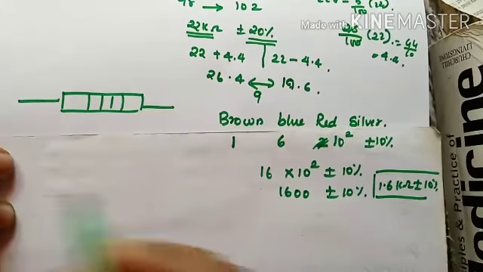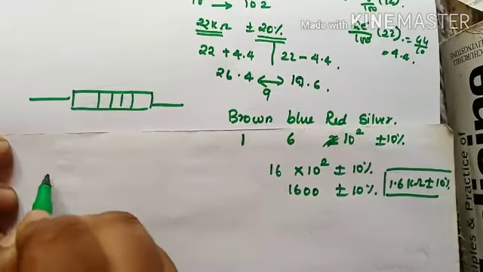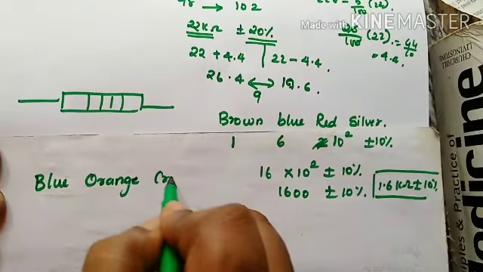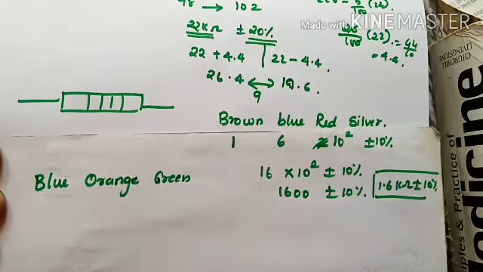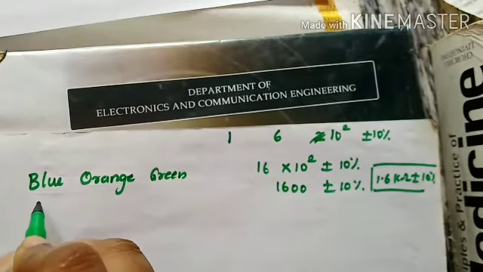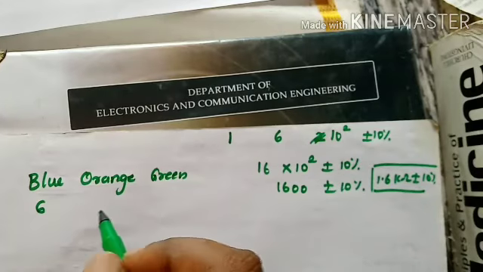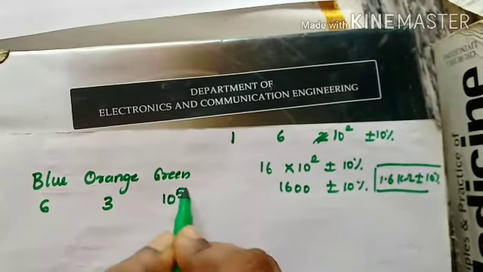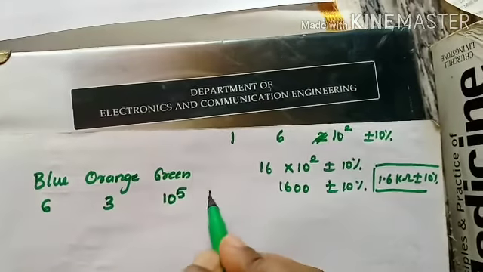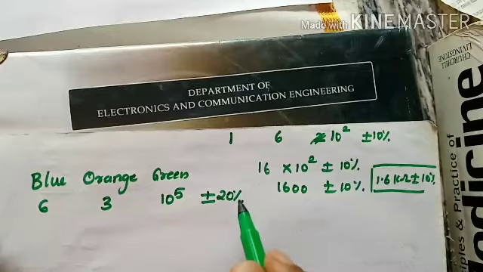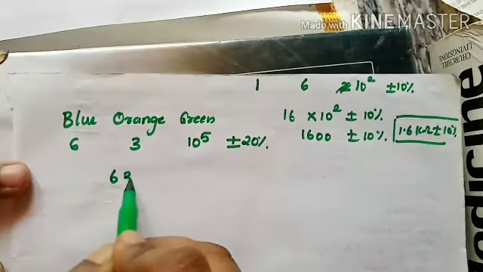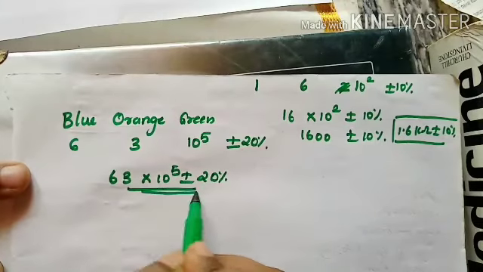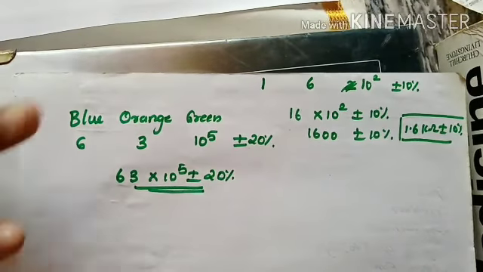I will do another one also. Suppose the color code is like this: blue, orange, then green only. This is the color code which is given. So blue is 6. Then orange is 3. The third is the multiplier, so green is 5, and the multiplier is 10 to the power 5. No color means an indication of plus or minus 20 percent. So what is the actual value of that resistance? 63 into 10 to the power 5 plus or minus 20 percent. This is the actual value of that resistance. I hope this much is clear.